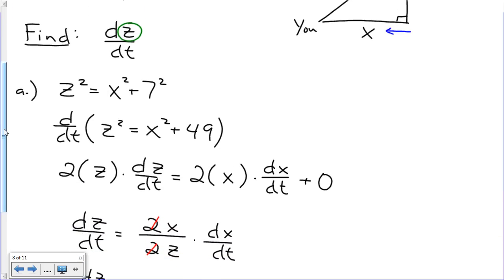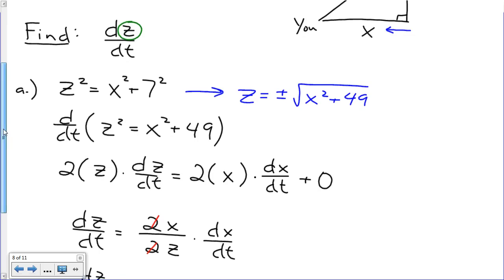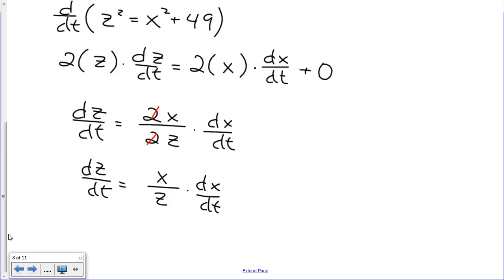So if I come back here to this original equation that we had, and we'll just rewrite it. If I solve this for z, I know z is equal to, it's actually technically plus or minus, the square root of x squared plus 7 squared, or I'll write that as 49. Now the z is the hypotenuse of our triangle there. That's the straight line distance between us and the plane, so it's going to be positive. So I don't need to worry about the negative part of that root. But that's my substitution then.